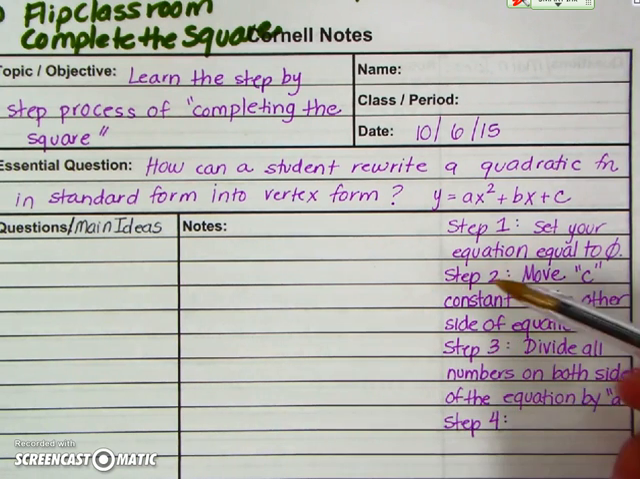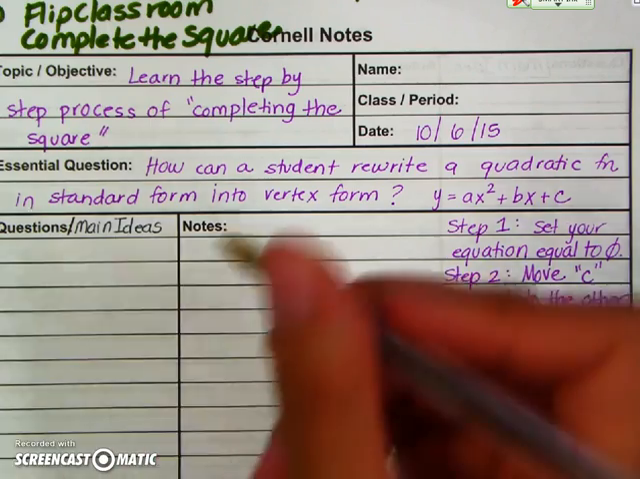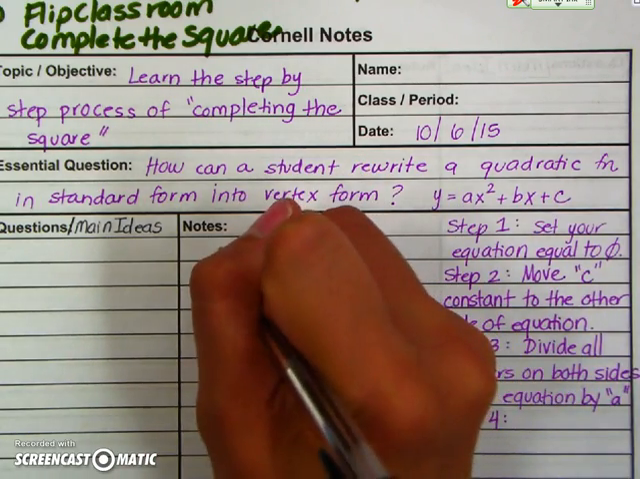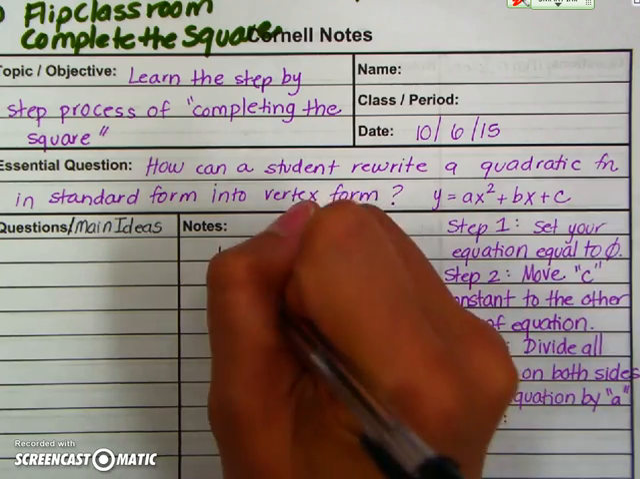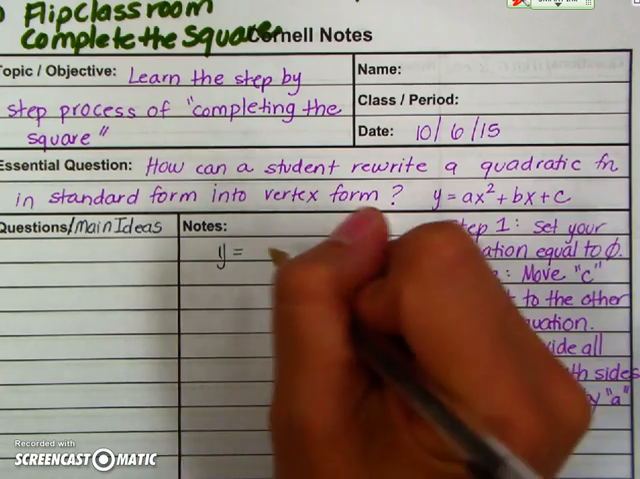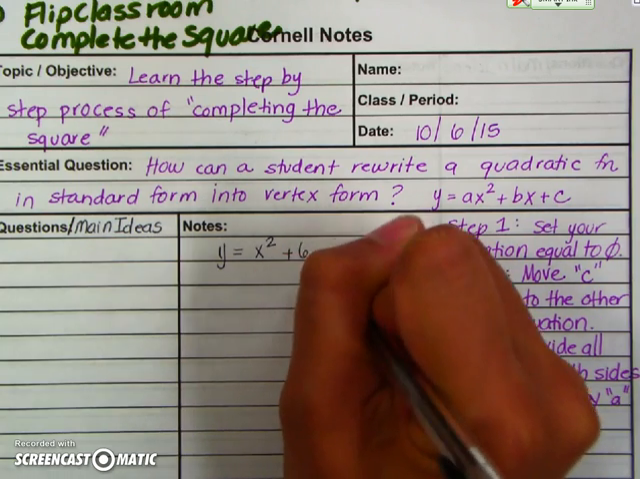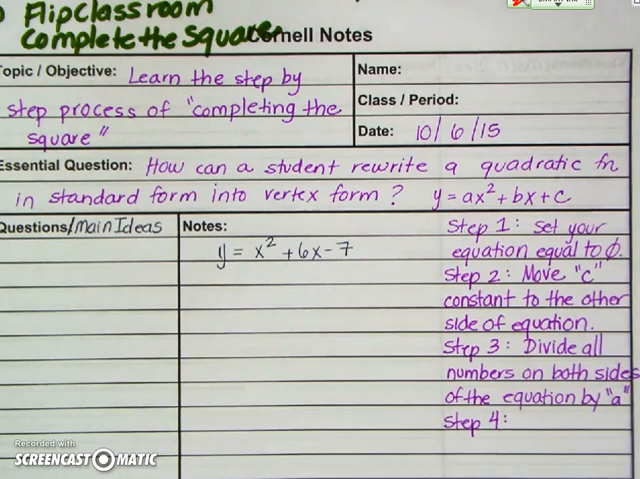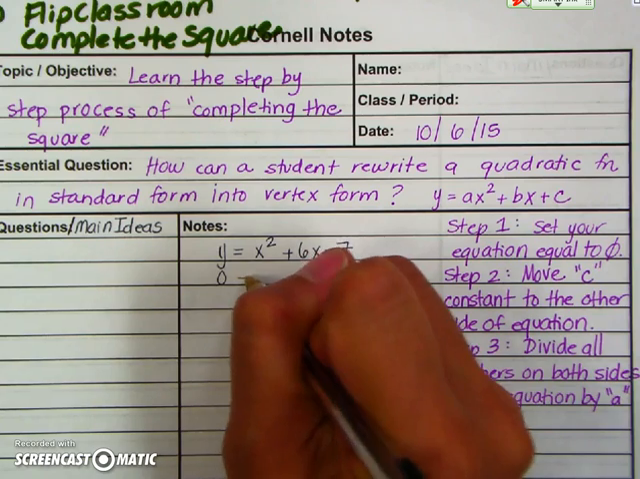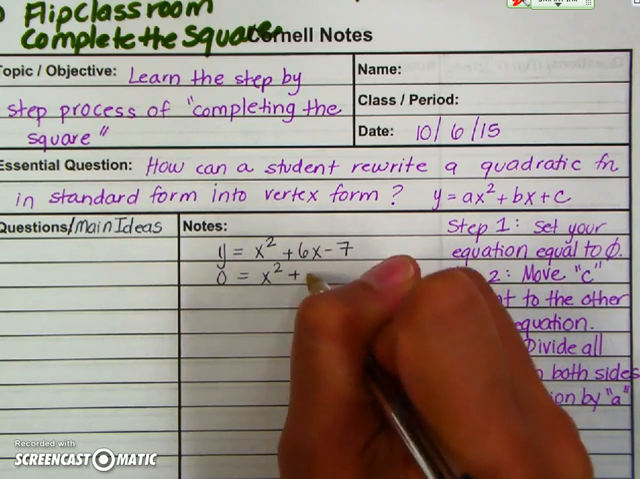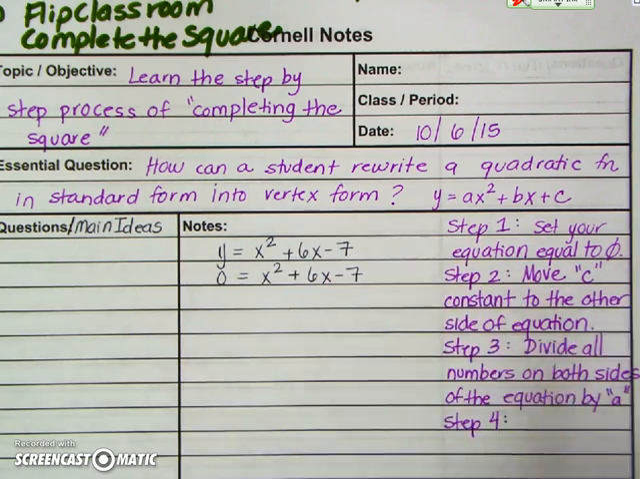Alright guys, so we went through steps 1, 2, and 3, and now it's time to put it into practice. So you're going to write y equals, that's your original problem. This is your example, x squared plus 6x minus 7. Okay, step 1 says to set your equation equal to 0. So I'm going to replace my y with a 0. That's step 1.